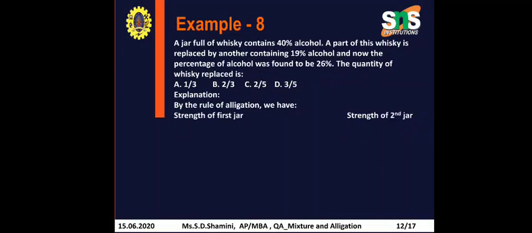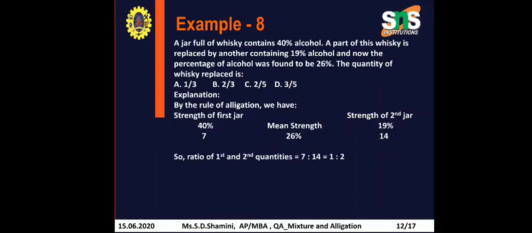So by the rule of alligation, we have strength of the first jar at the left and strength of the second jar at right. So 40% and 19%. So the mean is 26%, and 26 minus 19 gives you 7, which is at the bottom left, and 40 minus 26 gives you 14, which is at the bottom right. So the ratio is 7:14, which is 1:2. So the required quantity replaced equals 2/3. So the correct answer is option B.